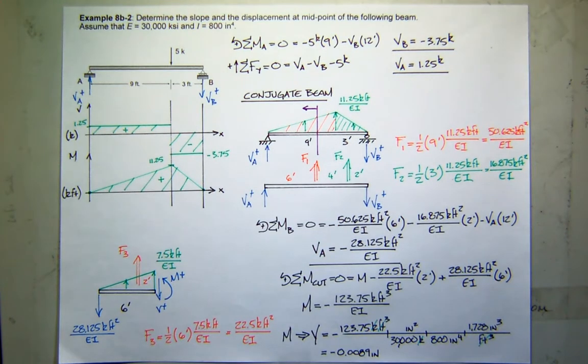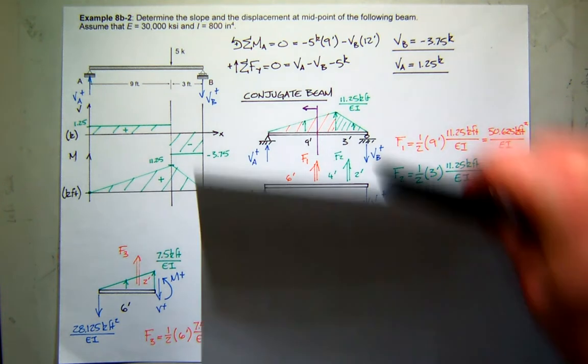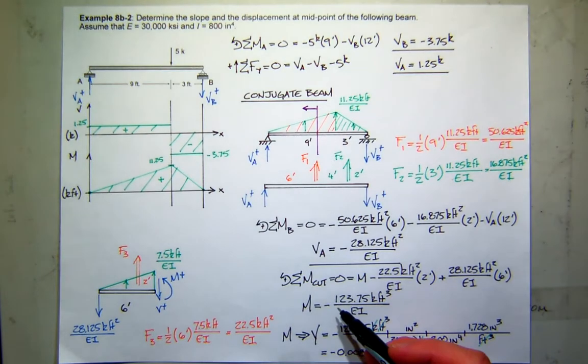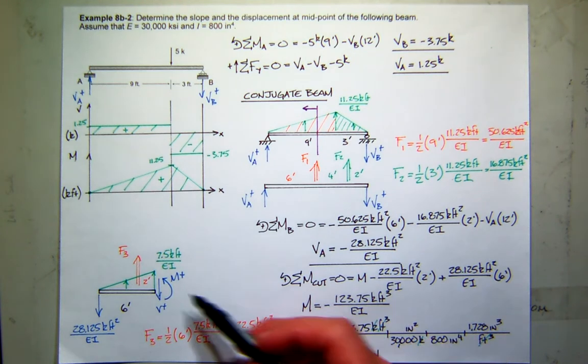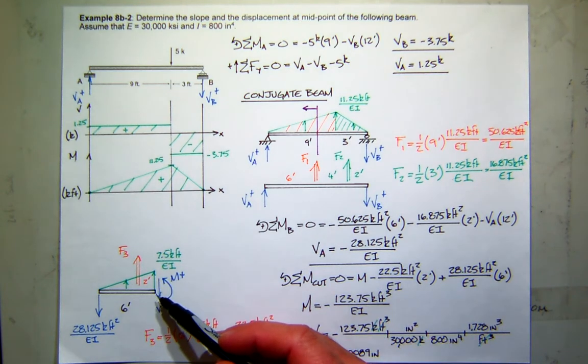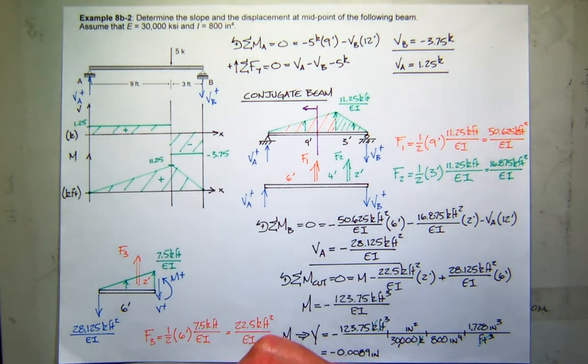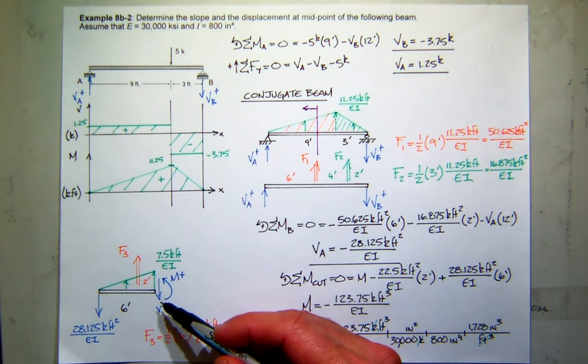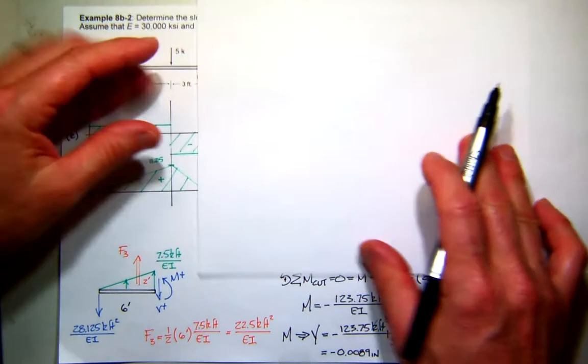I left myself very little room to complete the problem, so I'll have to slap on another page here. So the moment at that point is going to be equivalent to the displacement at that point. The moment in the conjugate beam is the displacement in the real beam. So now, what's the shear in the conjugate beam going to be? The slope.